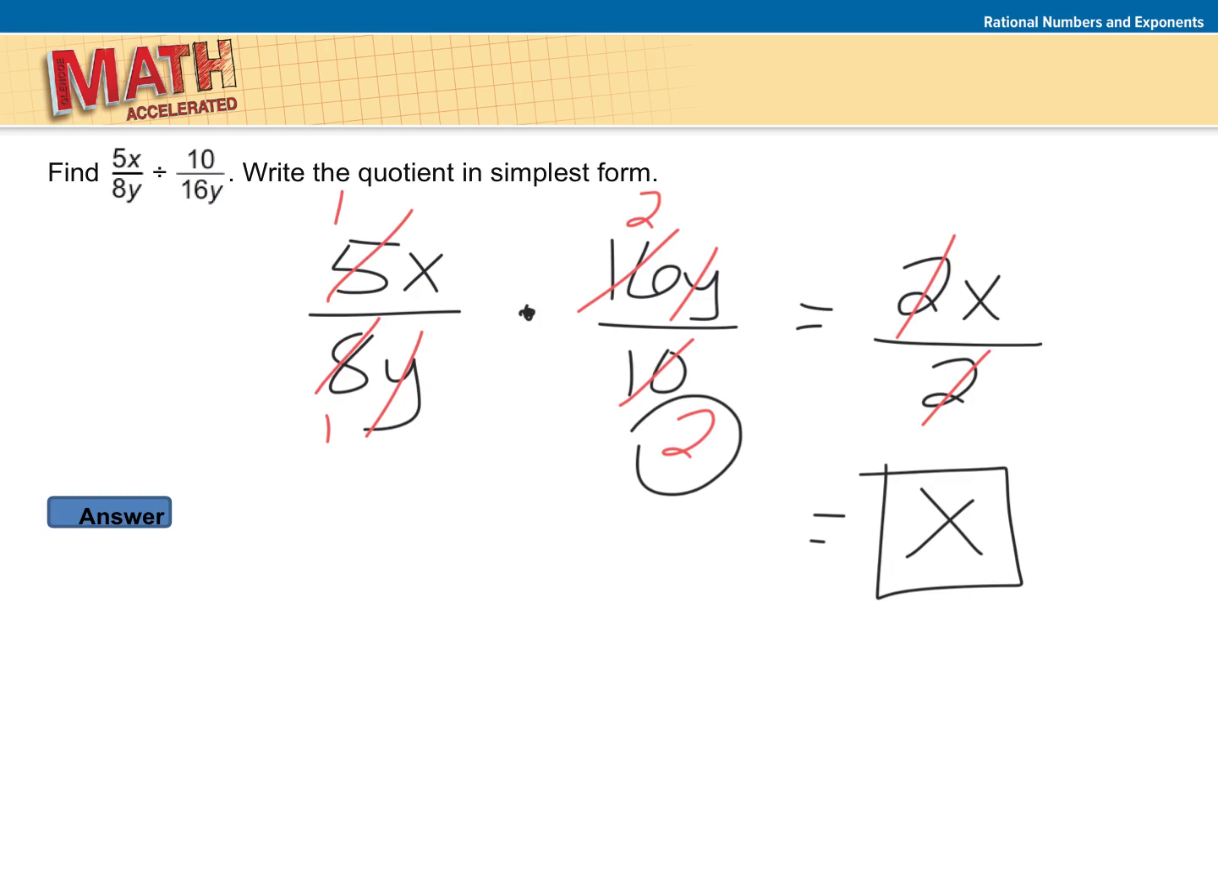Okay? Any questions over dividing fractions? No? Okay.